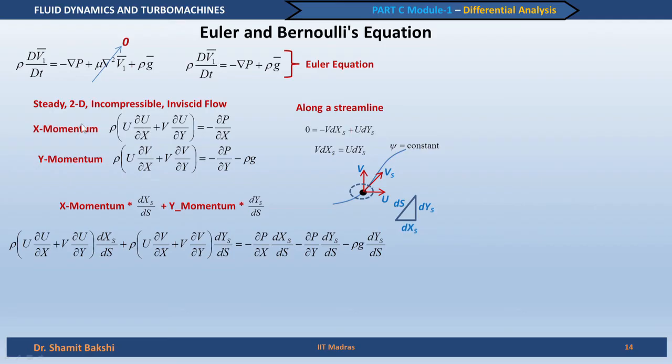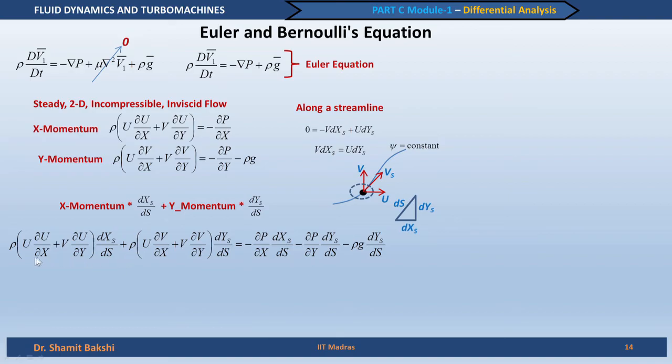That means we have multiplied the x momentum equation, although it looks a very big expression, what it actually means is we have just multiplied this one with dx_s by ds and the y momentum equation with dy_s by ds, of course on both the left hand and the right hand sides. After doing that we get this equation, and we can make a few observations.